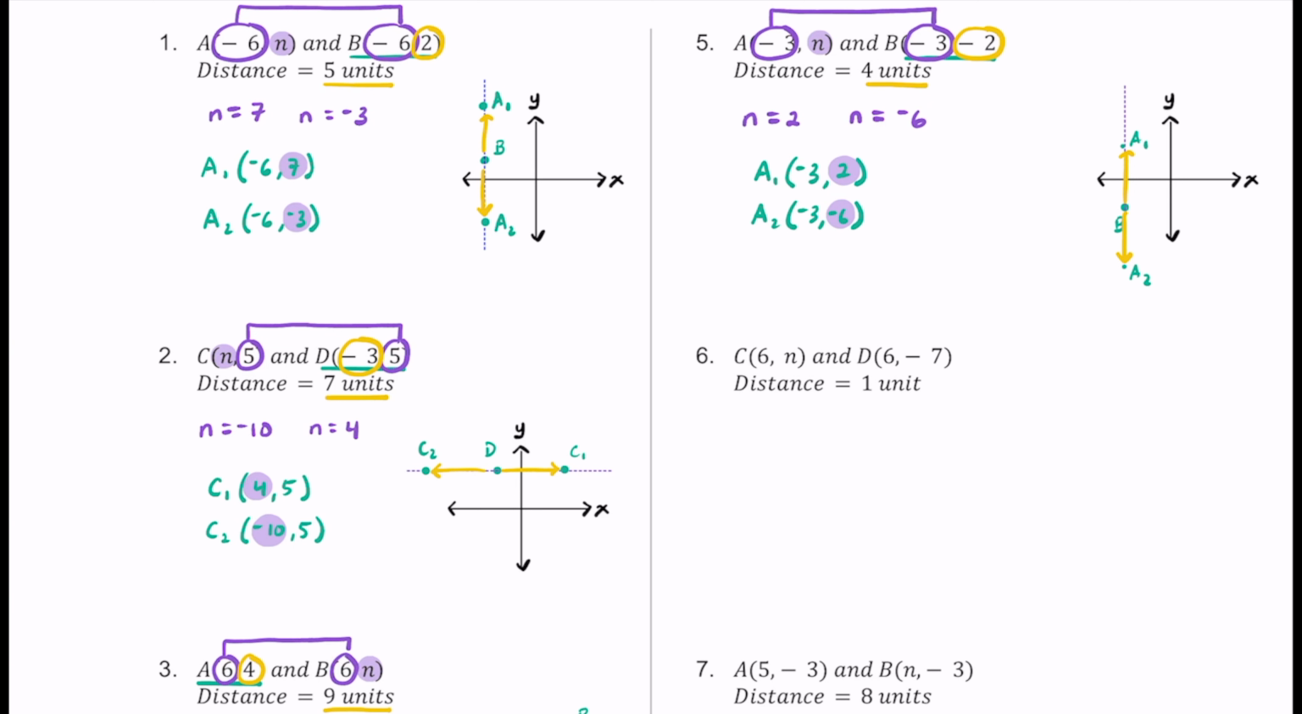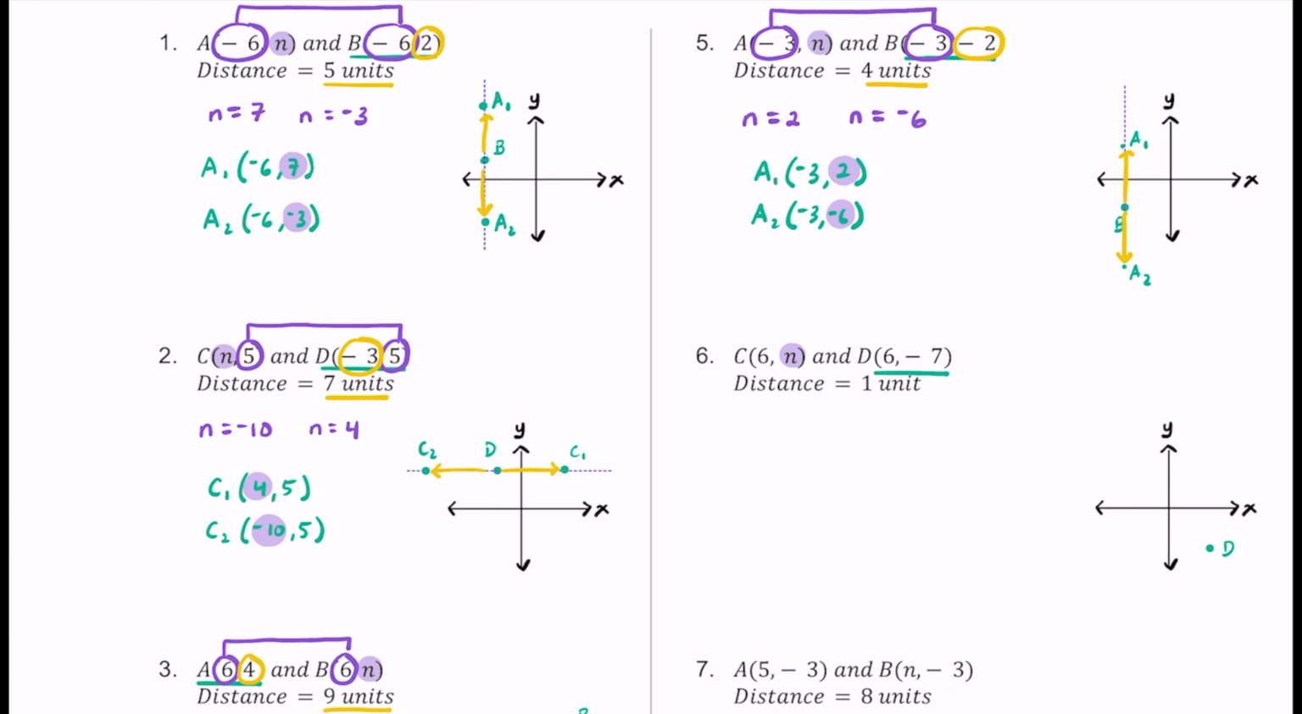For number 6, we have point C, which is going to be at (6, n), so we're missing a y value. And then we have point D, which is at (6, -7). For point D, we have its x and y coordinates, so we can start with that. We can go ahead and plot. This is going to be (6, -7). So start at the origin, move 6 units to the right, and then move 7 units down. So a little bit further down, maybe something like that. We can call that point D.